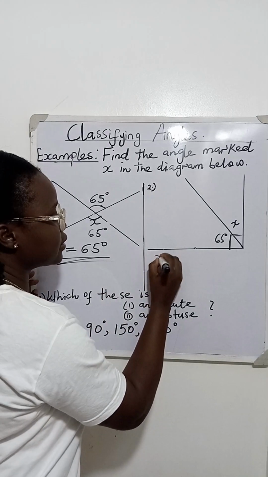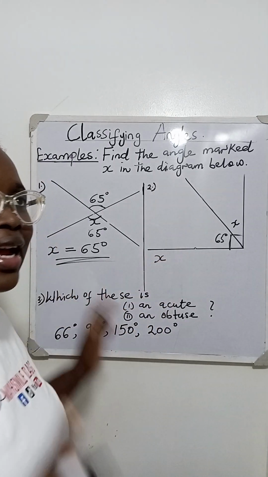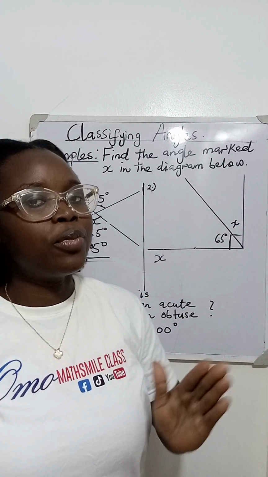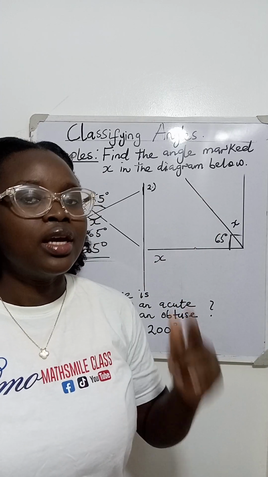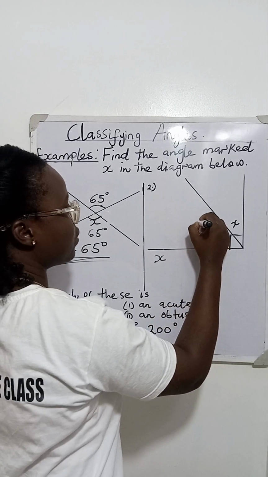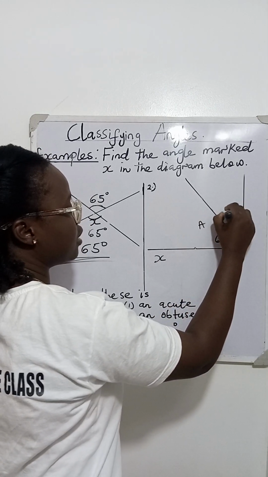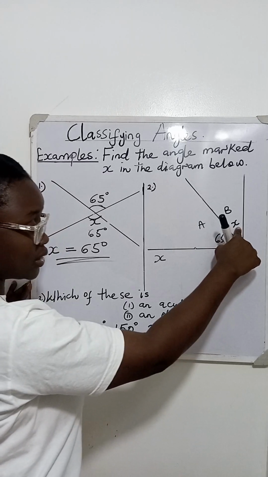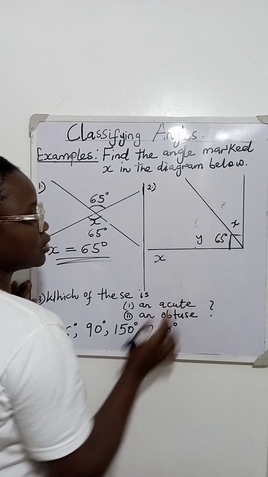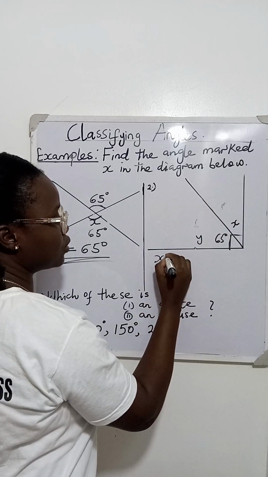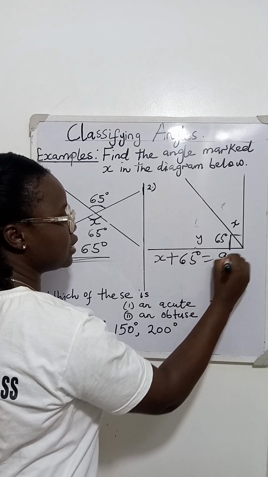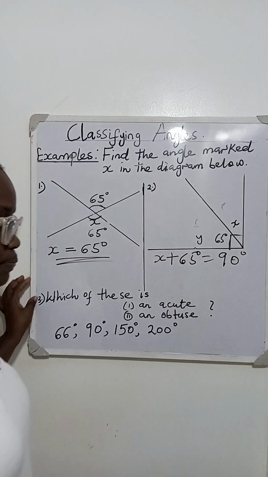So we have x. Remember, in our last class, I told you that for this type of angle, a plus b must be equal to what? 90 degrees. So let's say this is our a, this is our b. Or we can say, of course, this is our x. So let's name this our y, right? So here we have our x plus y, which is 65 degrees, equals 90 degrees.